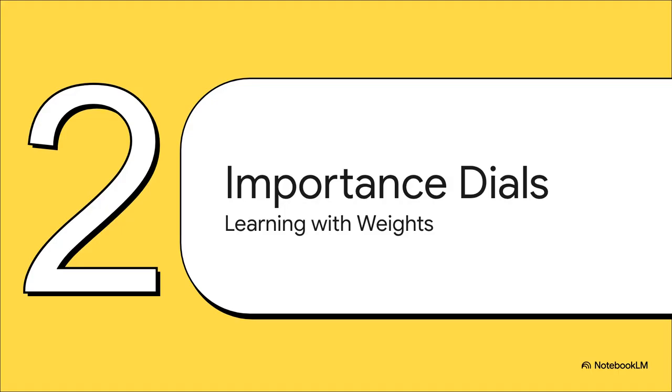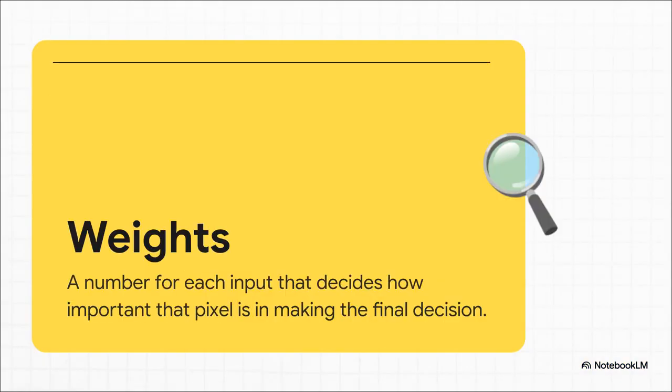Okay, but here's the thing. Not all of those 784 pixels are created equal, right? Some are way more important for figuring out if it's a 3 than others. So our machine needs a way to know which pixels to pay attention to and which ones to ignore. And it does this with something I like to call importance dials. In machine learning, these dials are called weights.